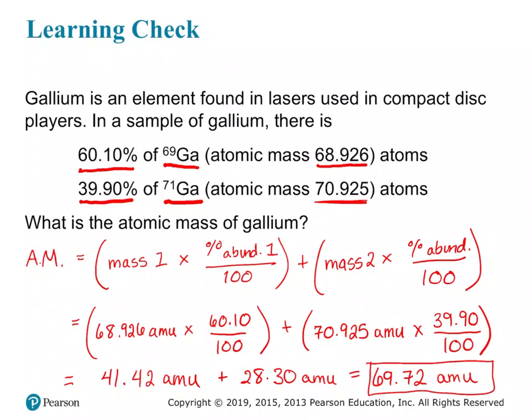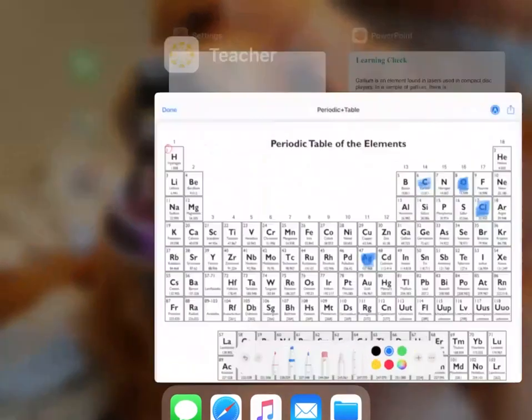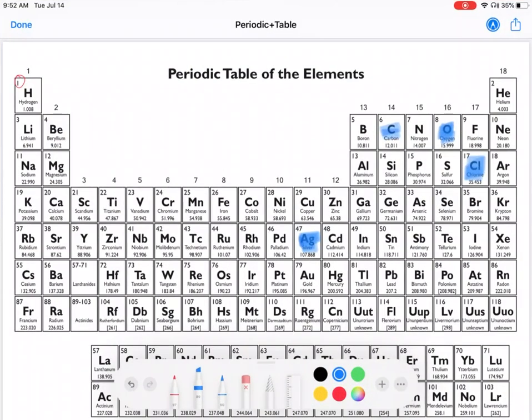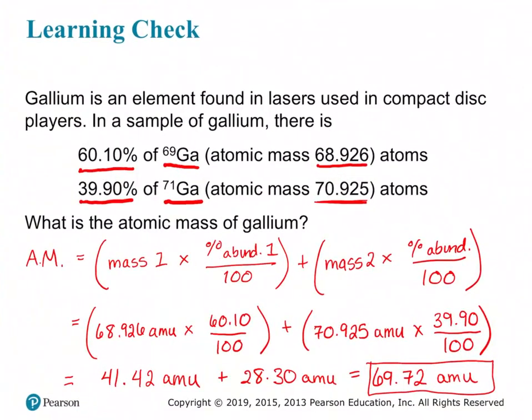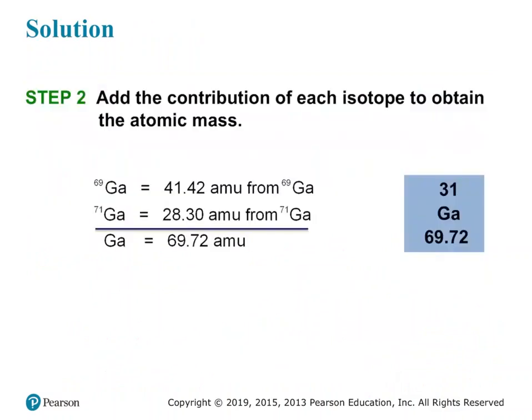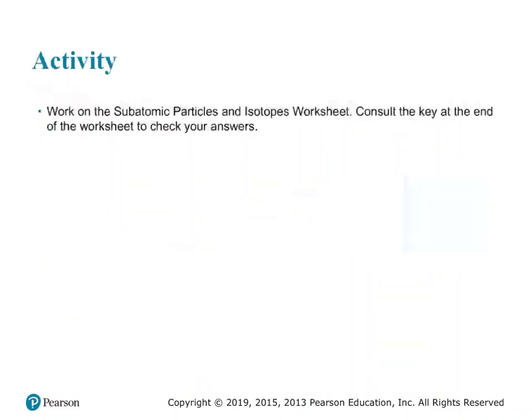But let's double check. Let's look at the periodic table and make sure we have the same answer. Gallium is number 31 on the periodic table, and the atomic mass is 69.72. Well, they added a 3 on there, but we only had 4 sig figs, so. All right, so that checks out. Awesome. And then here are the solution slides.